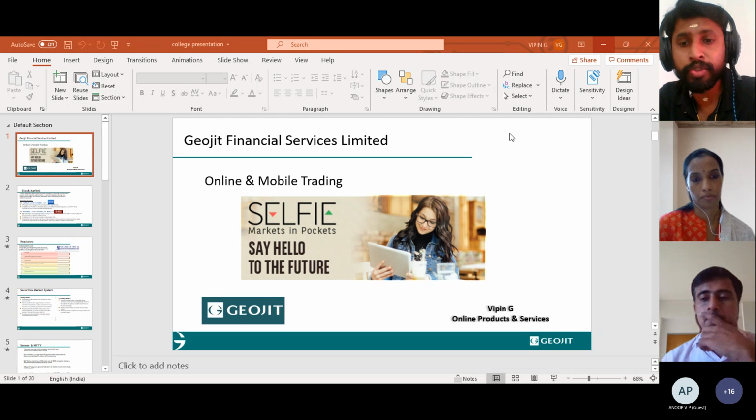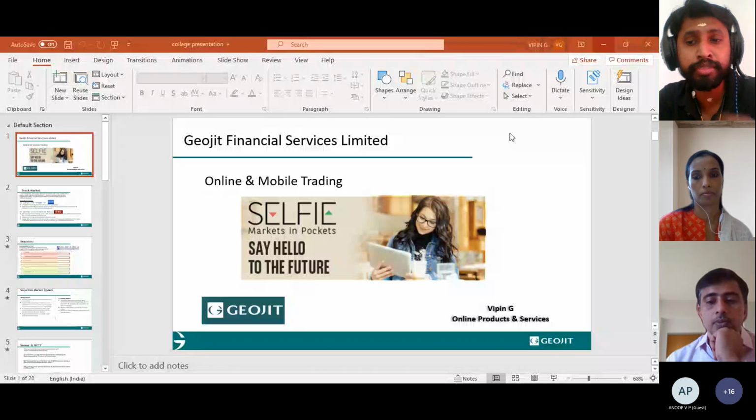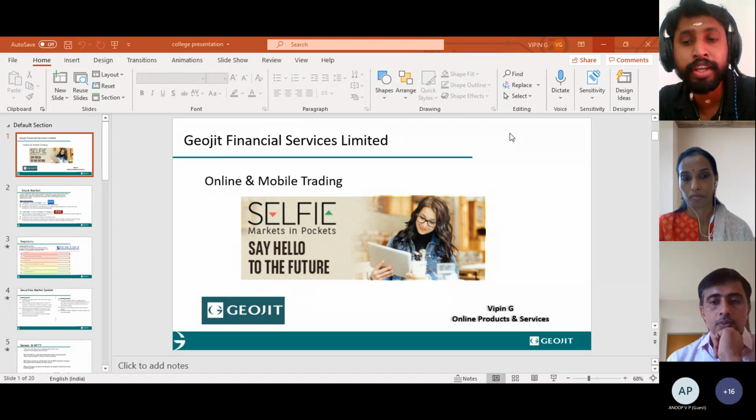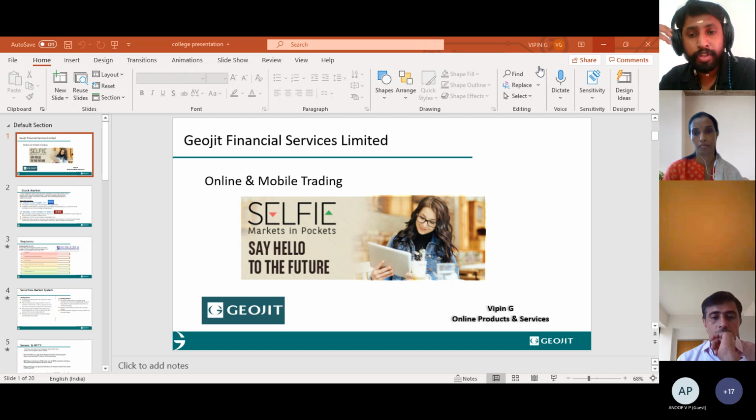He has also been closely associated with the design of various capital market products of Geojit, and smartfolios and other online mutual funds and other exposure products. So we can surely say that Mr. Vipinji is one of the highly priced stocks in the current scenario. So I welcome Mr. Vipin to our FDP program for the Department of Commerce and for the Sri Sankara College also. Welcome, sir, and the space is yours.